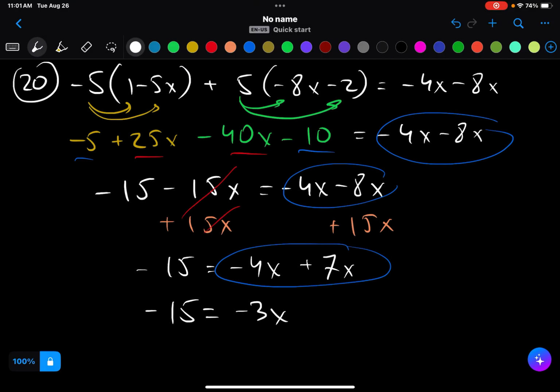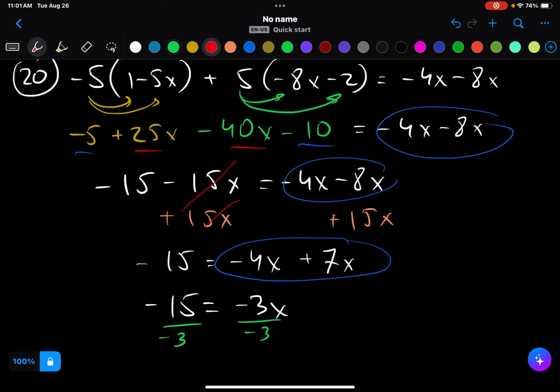And then simply divide both sides by negative 3 for the last step. So gone. And x is simply going to be a positive 5 because negative divided by negative is positive. So that happens to be number 20, the last problem and the last extra credit problem. All right, thank you.